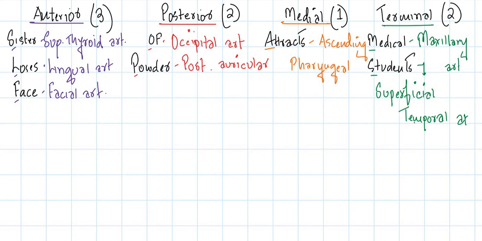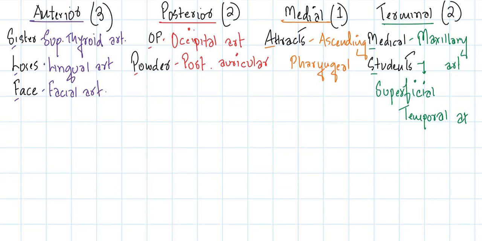Now we will discuss all these branches. So this is a representative artery that I'm drawing right here. So this is the external carotid artery. This artery which I've drawn right here is the external carotid artery.